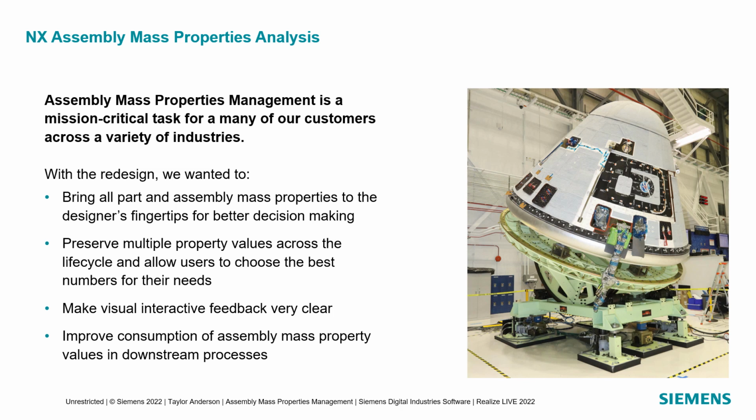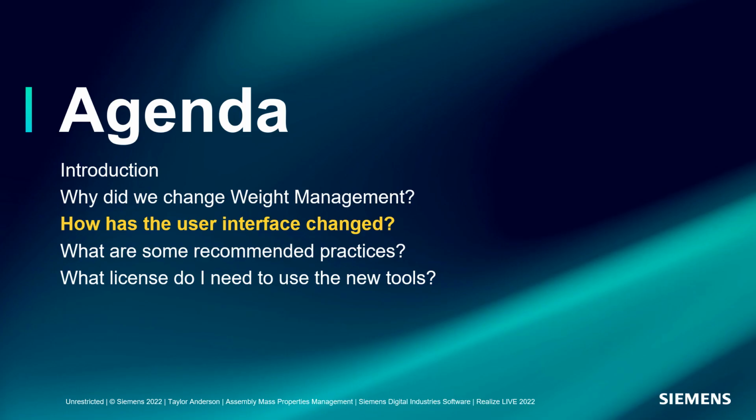Last one here is really improving the consumption downstream. So a couple of things here. One of those is things like associative expressions, if they're desired, to be able to create those to consume some of these mass properties downstream in other processes, as well as things like our reporting tools. So the reporting from mass properties used to be a pre-configured spreadsheet that would get generated. We've got a lot of configurability to that now, and we'll see that here in the demonstration in just a minute.